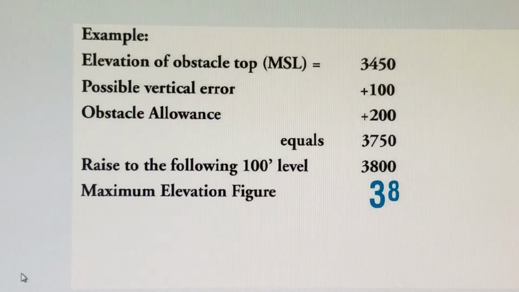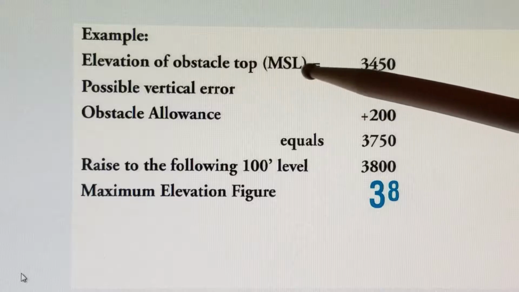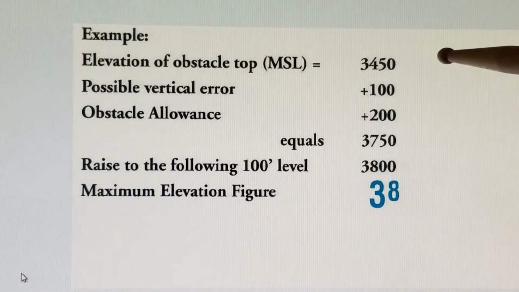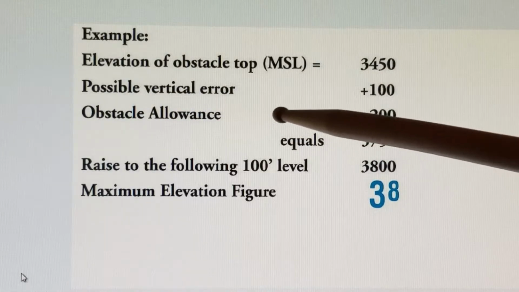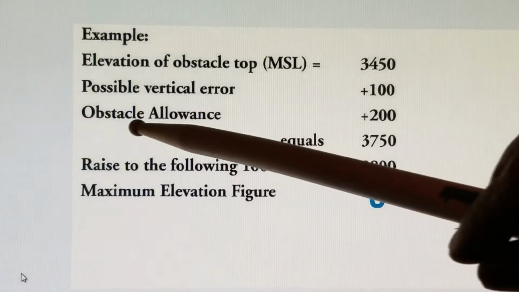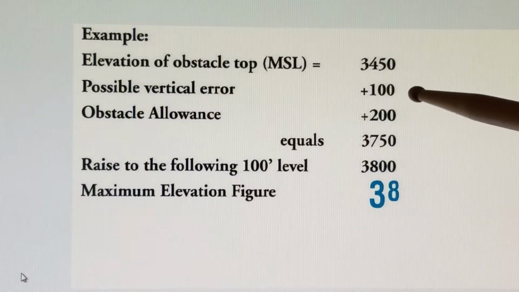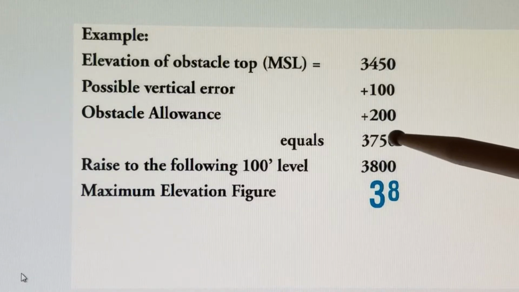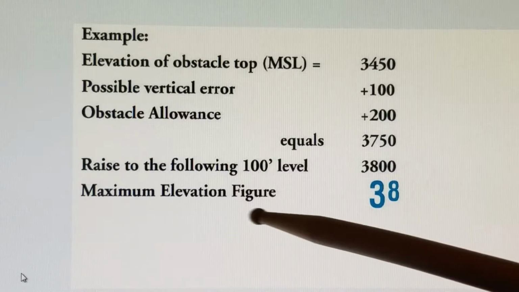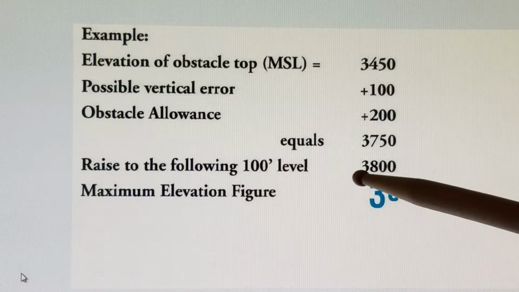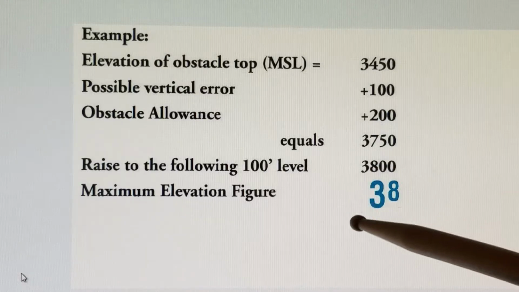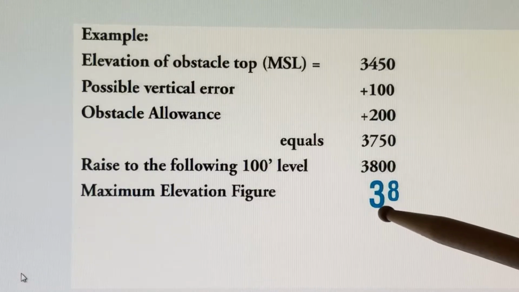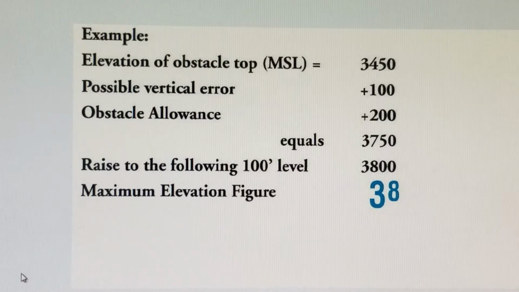So let's say the obstacle has MSL 3450, and that's a man-made obstacle, and for possible vertical error, you add another 100, and for obstacle allowance another 200, and then that will come to 3750, and you round it up to the next 100 feet, make it 3800, and note how you put it as I explained just now. 3 is in a bigger typeset, and 8 is in a smaller type point.